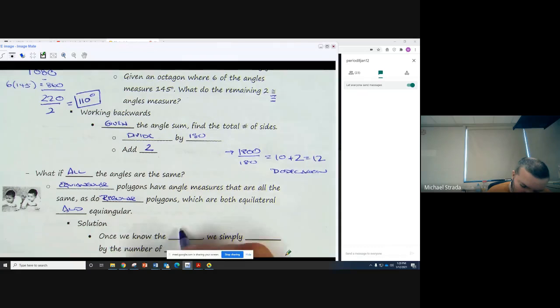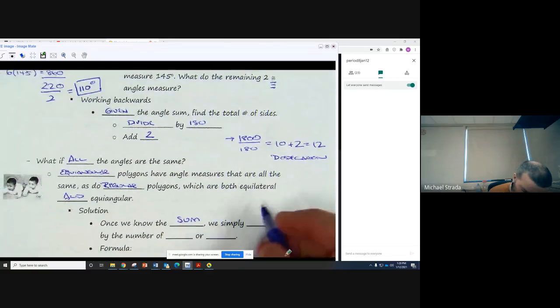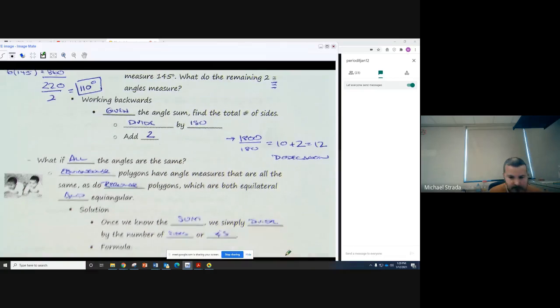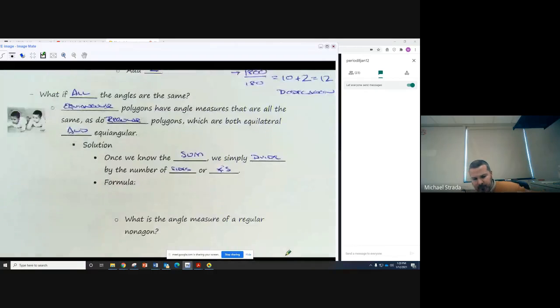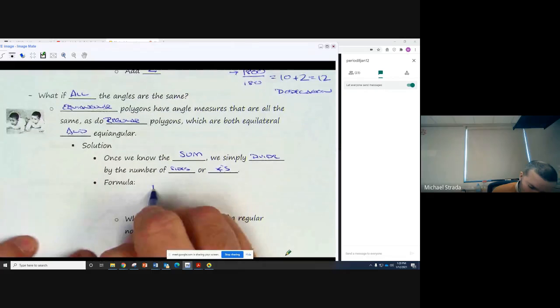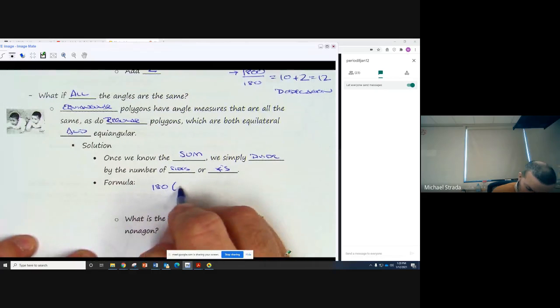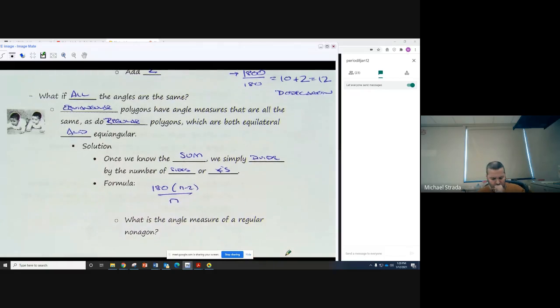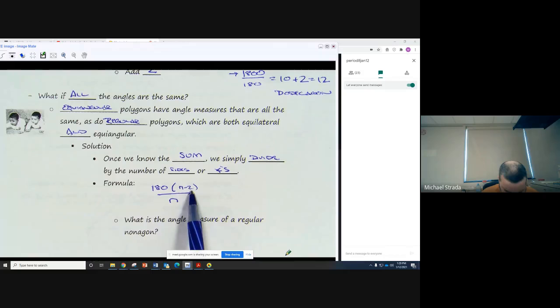All right, once we know the sum, we simply divide by the number of sides or angles. They're always the same. All right, now for those of you that want a formula for that, 180 times n minus 2, divided by n. 180 times n minus 2 comes from theorem 6.1. We then divide by n.